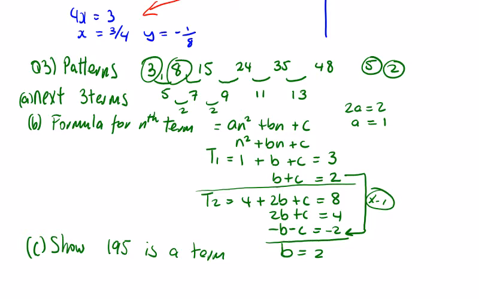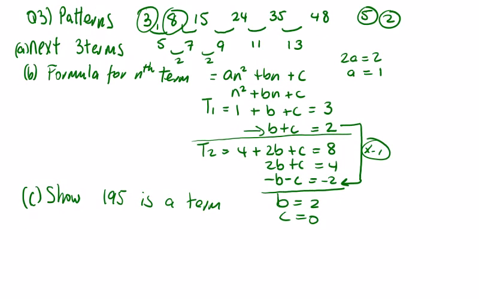And from this equation, c would have to be equal to 0. So my Tn is an squared, so we got 1 for A, so n squared, and we got 2 for B, plus 2n, and that's Tn.